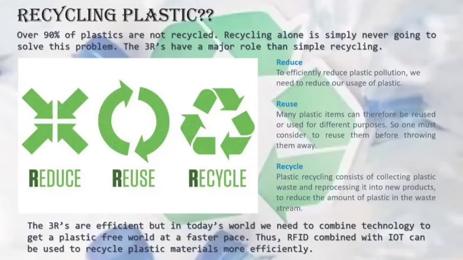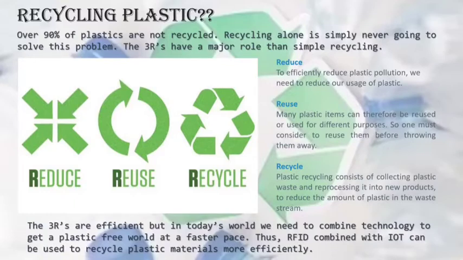What about recycling plastic? Over 90% of plastics are not recycled. Recycling alone is simply never going to solve this problem. The 3 R's have a major role beyond simple recycling. Reduce. To efficiently reduce plastic pollution, there is an evident need to reduce our usage of plastic. It means changing our everyday behaviors and not using plastic when there is a better alternative to it, and only using plastic when strictly necessary.